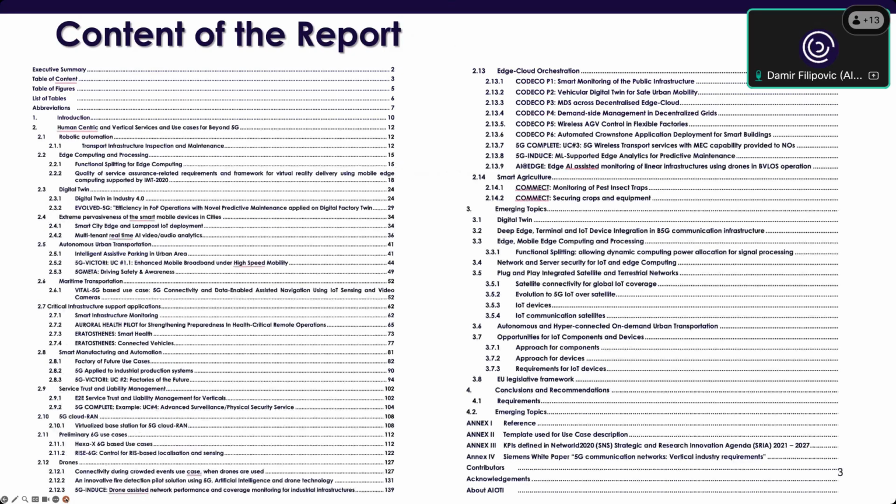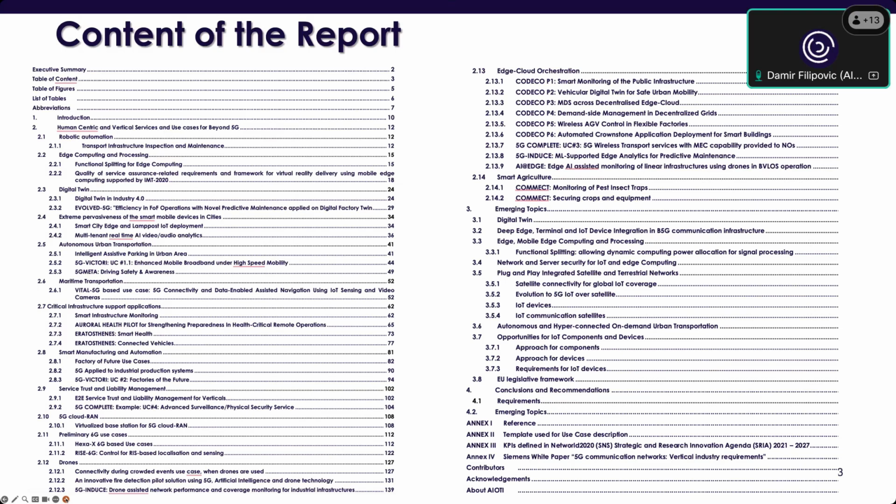And then you can see here, it's a very complex report with a lot of use cases, and you can see basically how they are structured, from human-centric and vertical services to digital twins, pervasiveness, smart mobile devices in cities, autonomous urban transportation, maritime transportation, and so on. So you can see all the chapters and then use cases that are falling into that category.